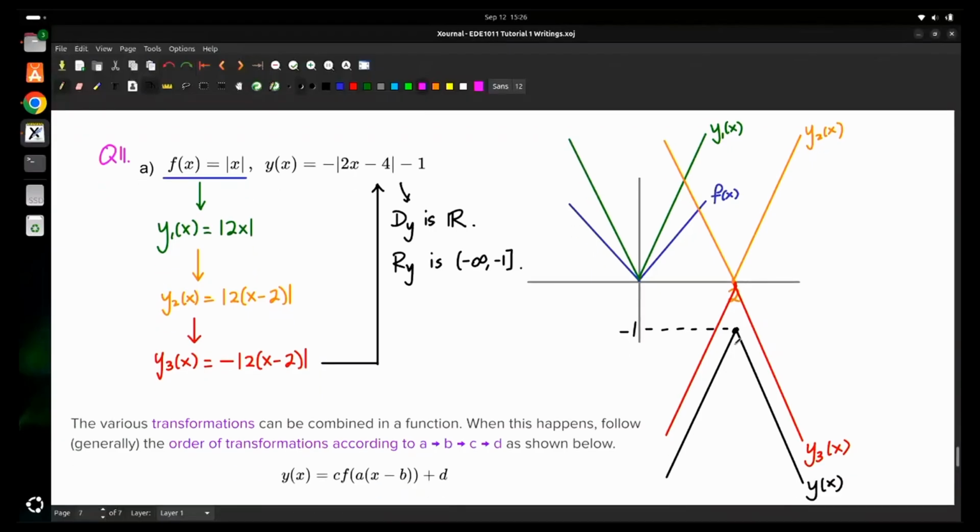Is that right? So from there, you can identify the domain and range already. So the domain of y will be R, right? Because you can see that your x can be anything, and you'll still be able to calculate this number. But the range of y will be from minus infinity to minus 1 inclusive, because you can hit minus 1.